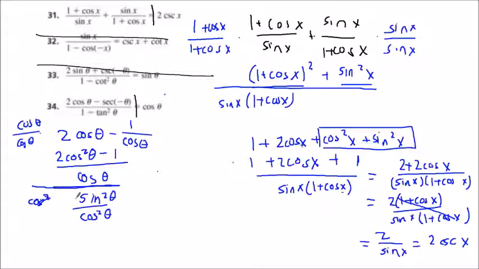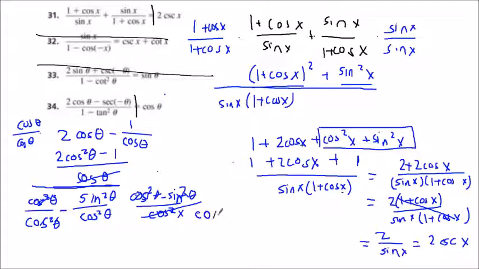Cosine squared theta over cosine squared theta, multiplied by minus sine squared theta over cosine. So this will get you cosine squared theta minus sine squared theta over cosine squared. First of all, you can remove one of the cosines immediately. Those are removed, and then you just have one cosine of theta over here.